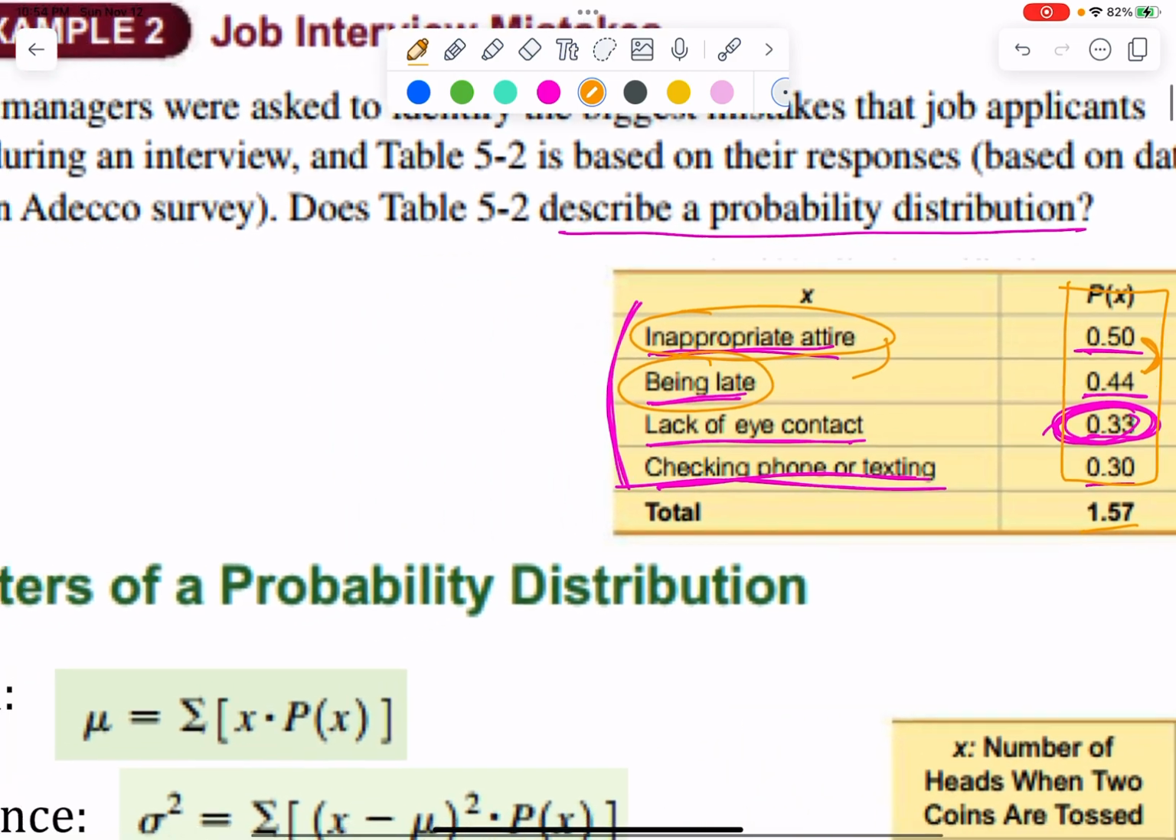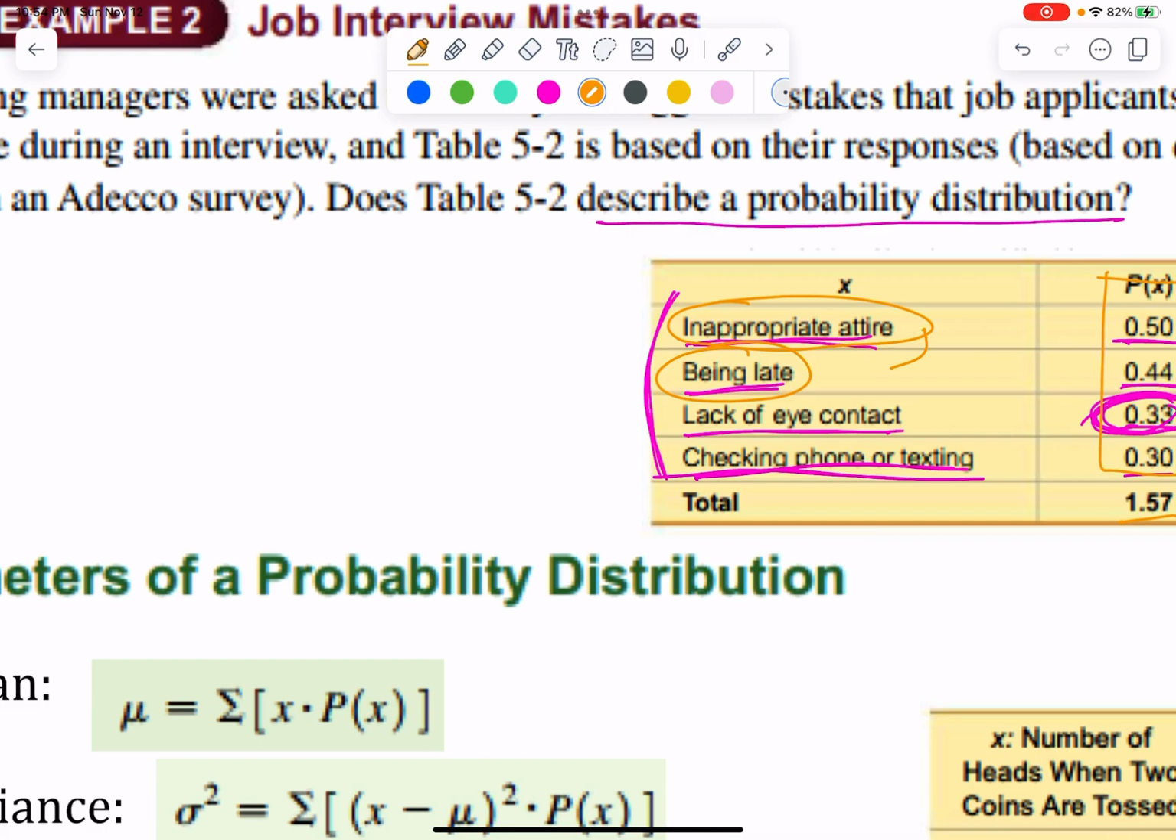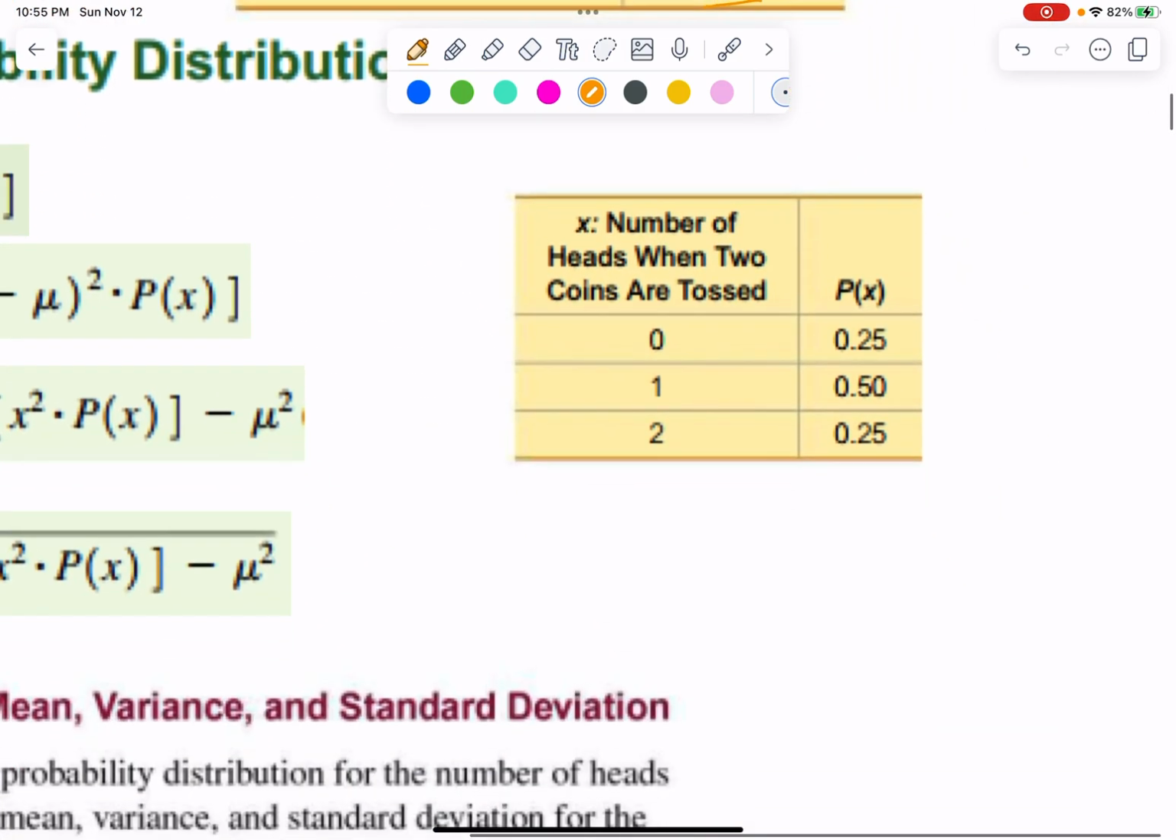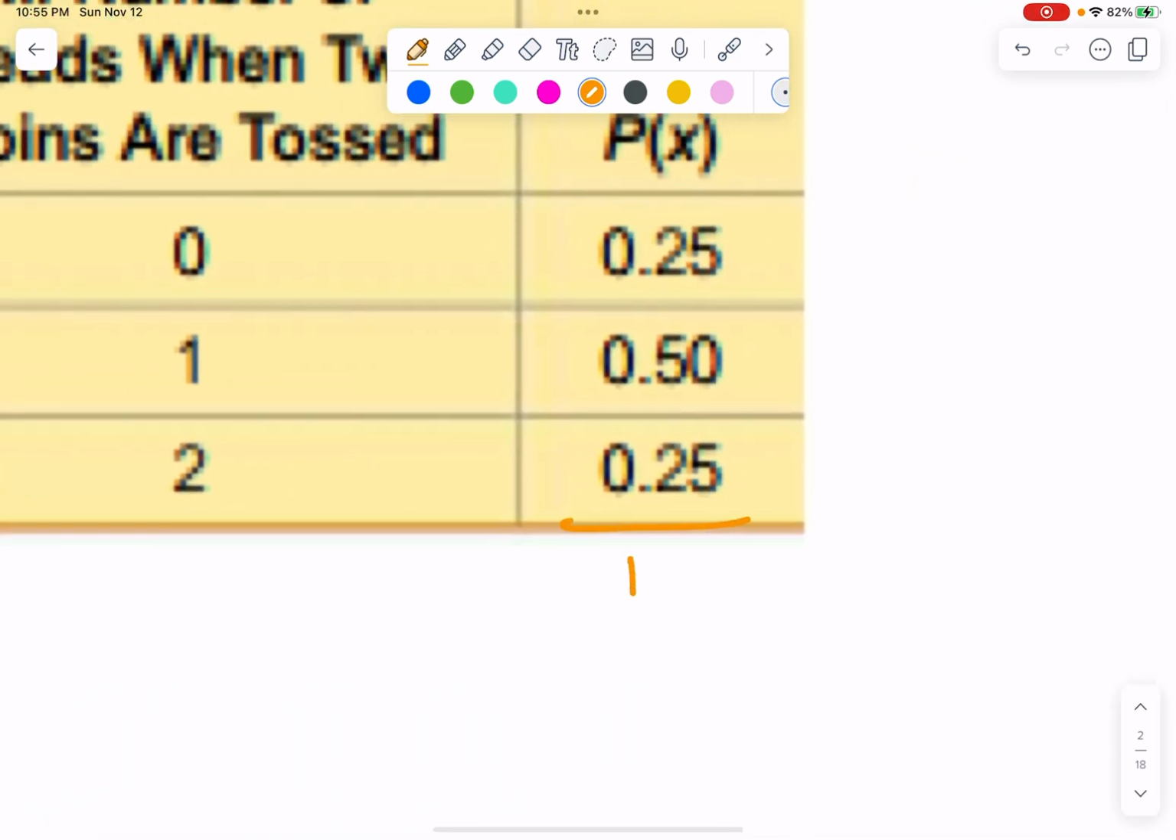So it says, does this table describe a probability distribution? No. Over 100% for my probability. So not going to be a good probability, not a probability distribution at all. Okay. All right. Now we're going to go to a legit one where this does add up to be 100%.